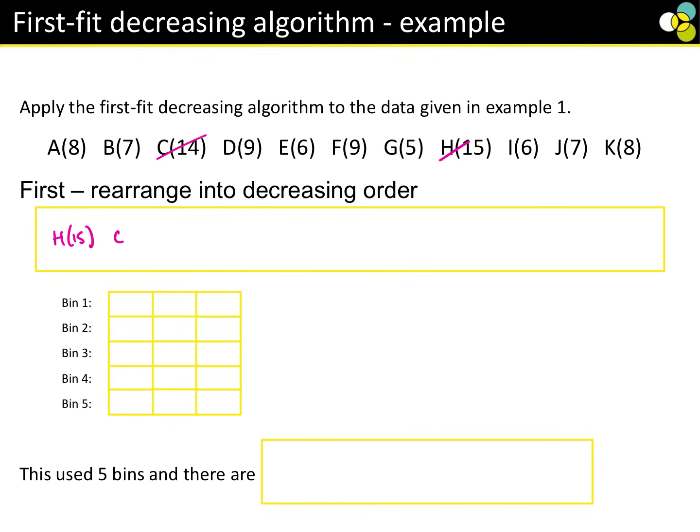Then we're going to have C14. Next up is, I think it's 9. E9. F9. Oops, didn't see that one. D9. Okay, then it's 8. A8, K8.